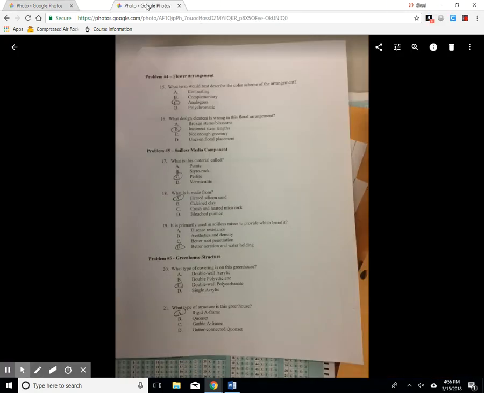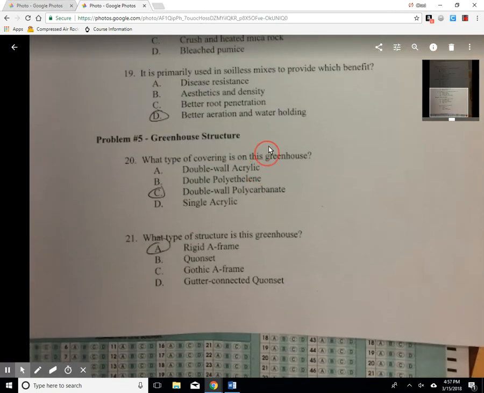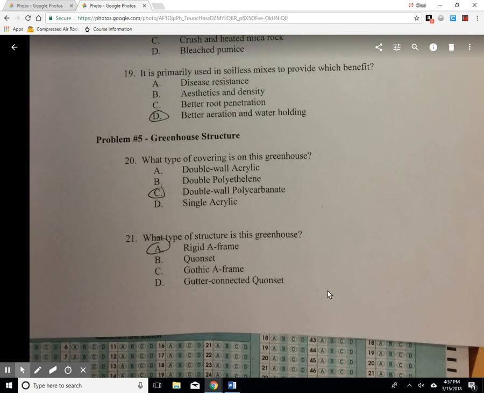All right. I do want to just do this, since there's always some questions about the greenhouse. What type of covering is the greenhouse? It's a double wall polycarbonate. What that means is that the plastic on the outside of the greenhouse has two layers. Double wall, made out of a plastic called polycarbonate.